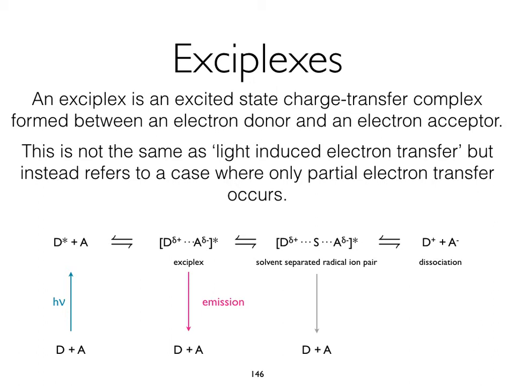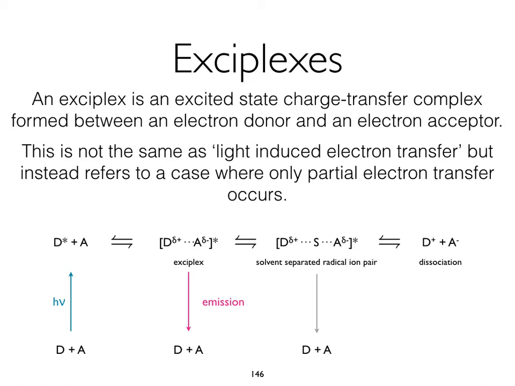Now, from my exciplex, what I usually see is emission from this kind of paired complex. However, exciplexes can go on to further react, and I can end up basically inserting a solvent between my donor and acceptor pair, and this is what we would call a solvent-separated radical ion pair. This can go on and, again, just lose that excited state, return to the ground state, or I can take it to completion where I ultimately end up having a dissociation and a charge transfer reaction happening.